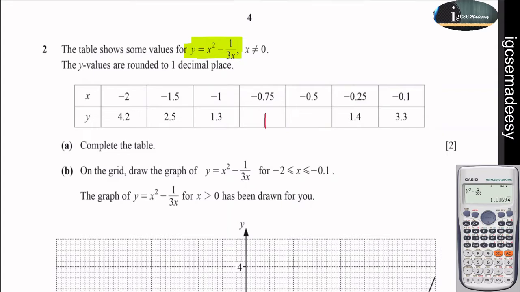And without pressing any other key, you are going to press calc again. If you press calc, it will again ask you x. So here you will write minus 0.5. Press equal to, you will get the answer 0.9. One decimal we have to write, that's why we just round it off.